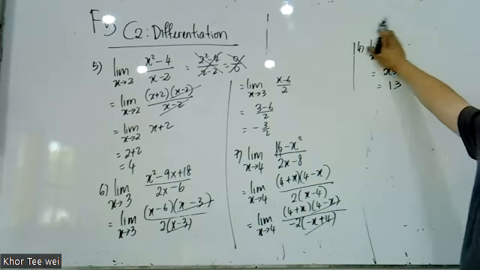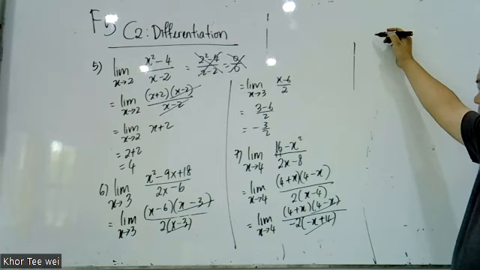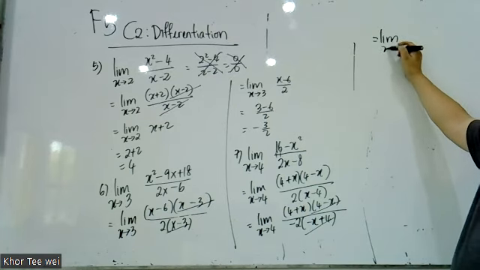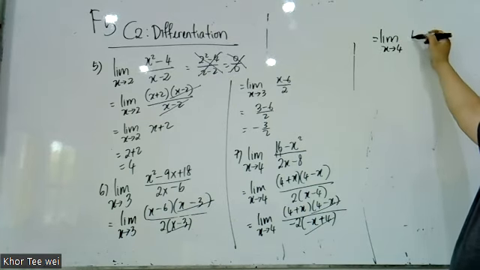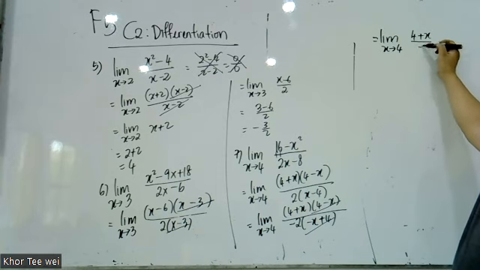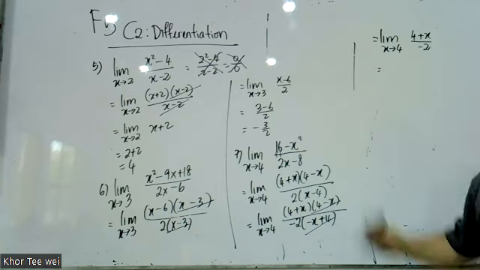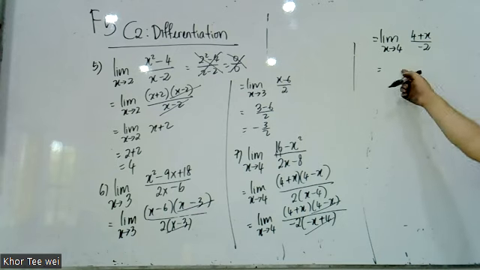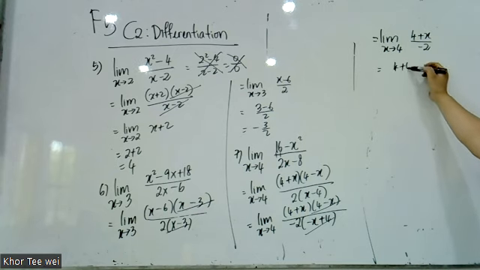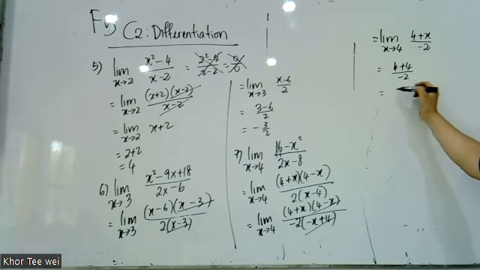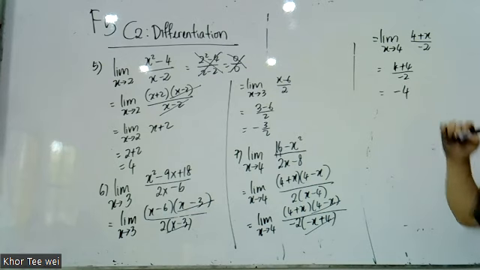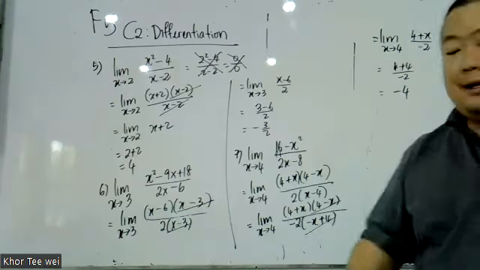So after I cut, they are having something like this. Limit x going to 4 of 4 plus x over negative 2. Then I only can substitute the 4 inside. So 4 plus 4 divided by negative 2, you get the answer negative 4. Okay? So this one is the second case.